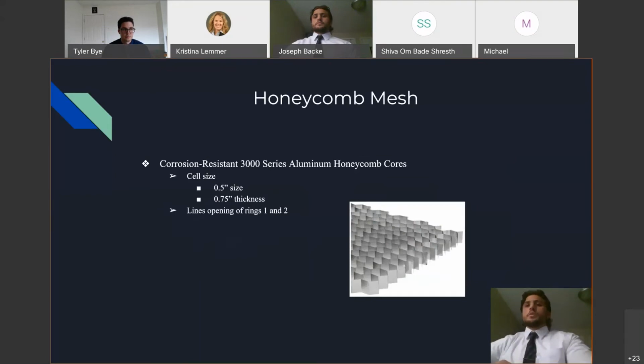As you can see from the image to the right, this is a corrosion-resistant 3000 series aluminum honeycomb core mesh. The honeycomb mesh was purchased from McMaster-Carr and is identical to the mesh used by AFRL in their design, part number 9635K4. To make the device as close to the original as possible, parts that could be identical were kept as such. Cell size is 1/2 inch and thickness is 3/4 inch.